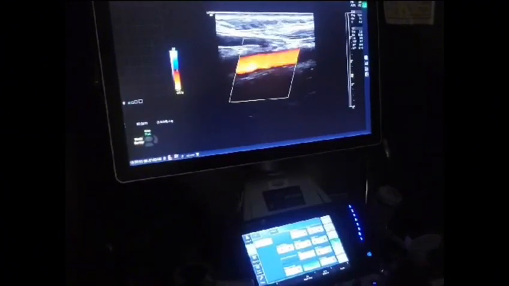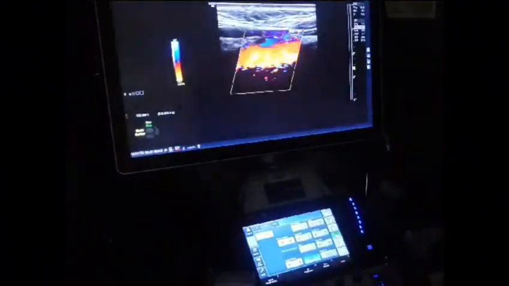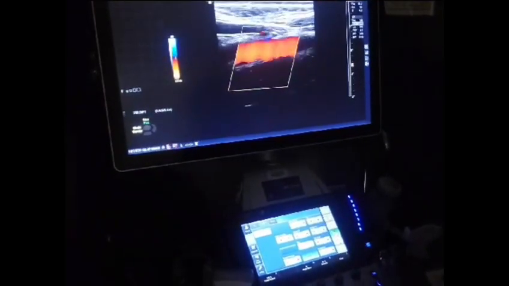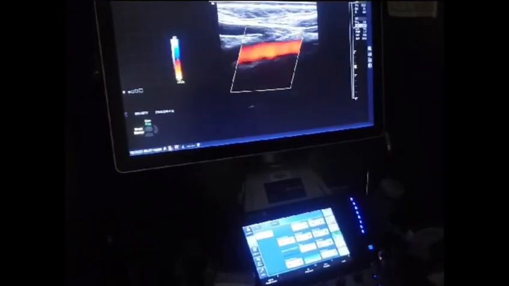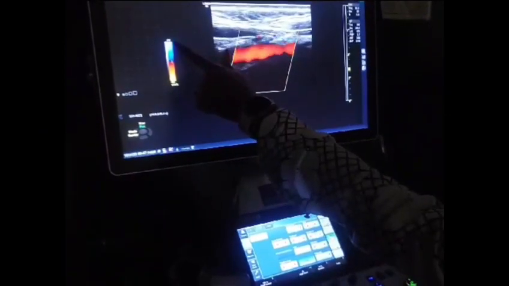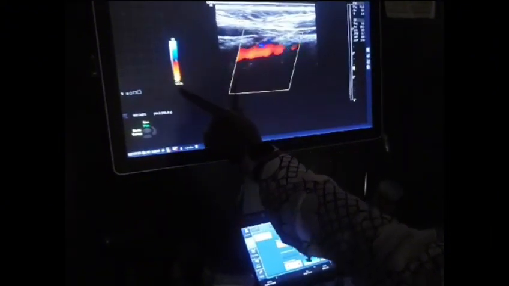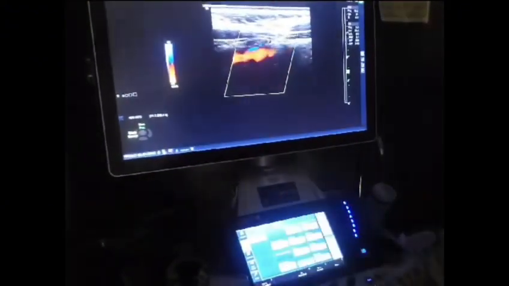Color. When you're using color, you want to make sure that it's not bleeding out like you see here. This is not good. But just enough to fill just the vessel. So I turn the color gain down. Now you can see here you have 40, meaning blood flow going towards the transducer, away from the transducer, is at about 40 centimeters per second.